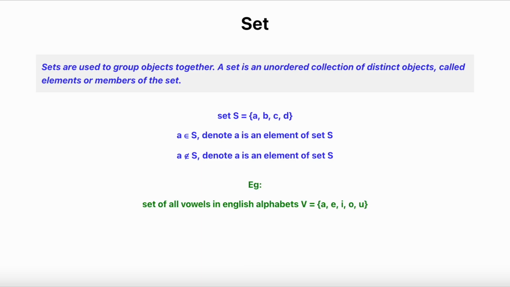For example, the set V of all vowels in the English alphabet can be written as V is equal to {a, e, i, o, u}.